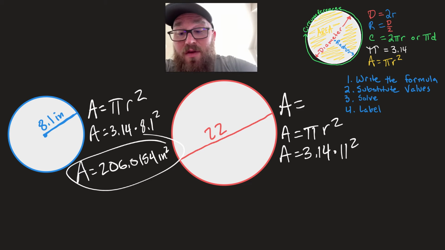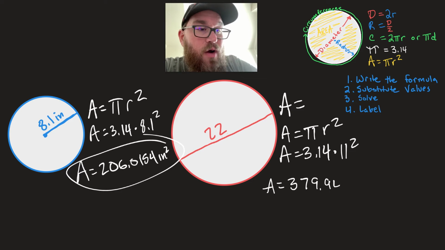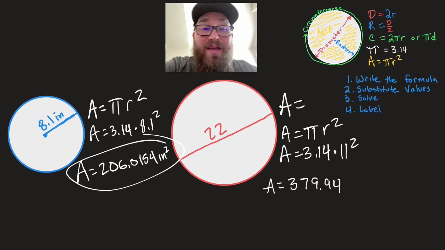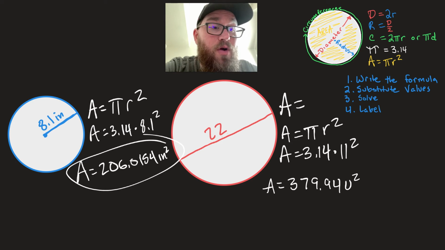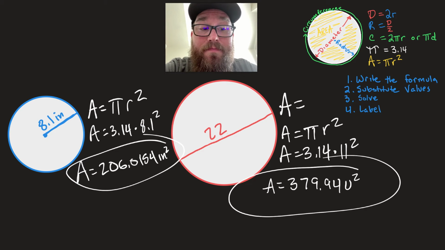All right, so this is going to be 3.14 times 11 squared, which is 379.94. What is the label going to be here? Yeah, this one might be tricky. Since there's no label, we just call it units. We still need to do the squared, so it should be 379.94 units squared. So what was the answer for the red one?